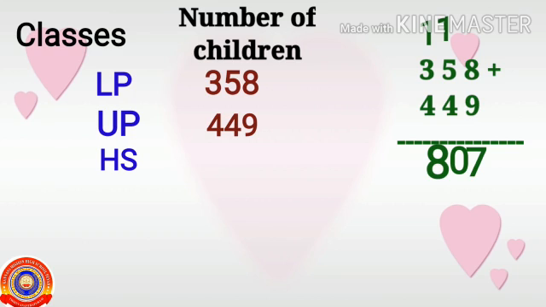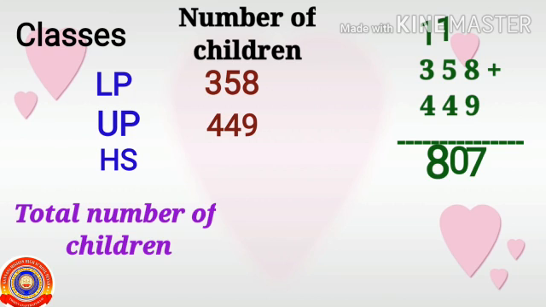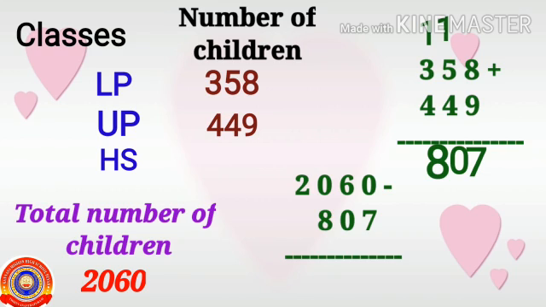Can you say the total number of children? Yes, 2060. So, subtract 807 from 2060. 2060 minus 807. Here we can't subtract 7 from 0. So, borrow 1 from 6. 0 becomes 10 and 6 becomes 5. 10 minus 7, 3. 5 minus 0, 5.